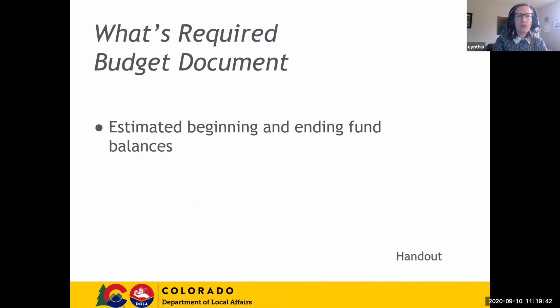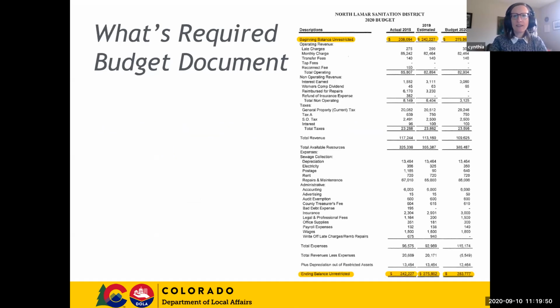And then the budget law talks about estimated beginning and ending fund balances. And for most local governments, they are doing that. Here's North Lamar again, all on one page what I just showed before in 2 slides, but this is the most common presentation of beginning and ending fund balance, showing the beginning fund balance up above revenue, and then after the net of revenue and expenditures in the year, where the ending fund balance is.